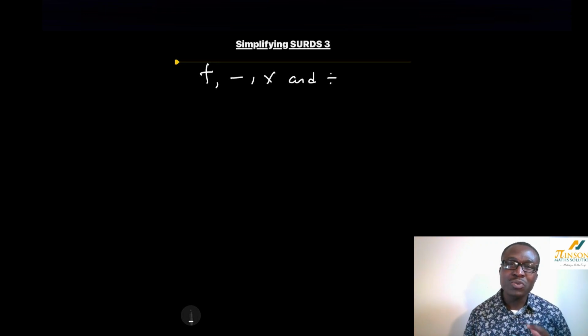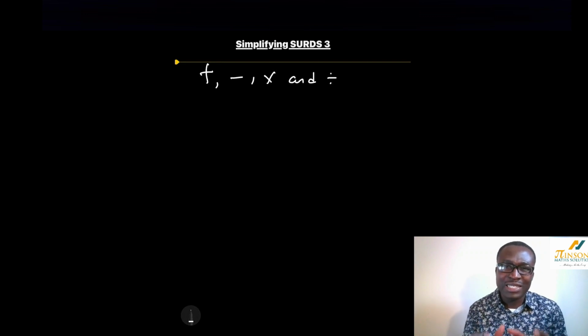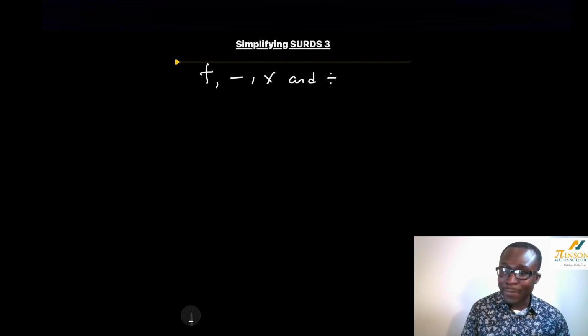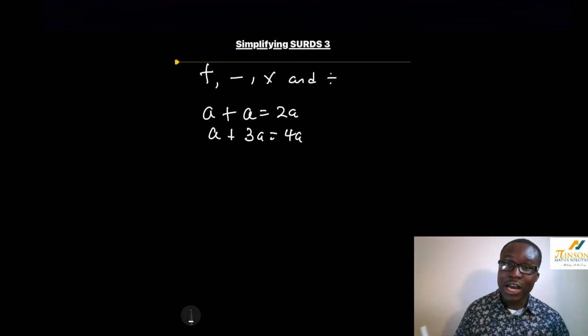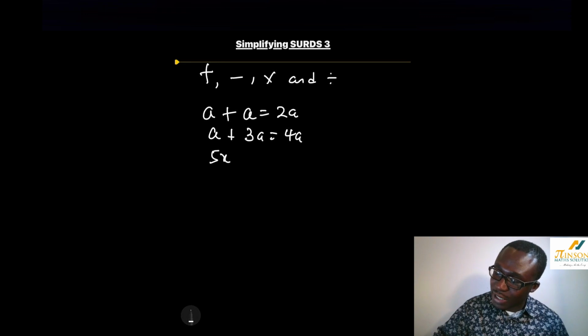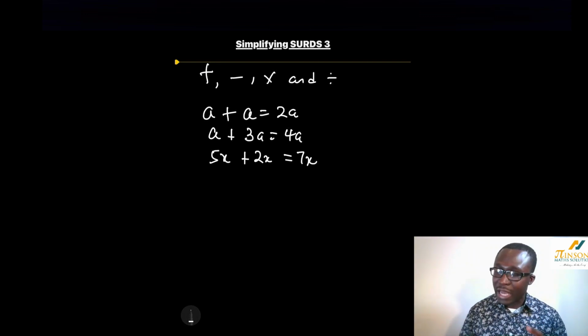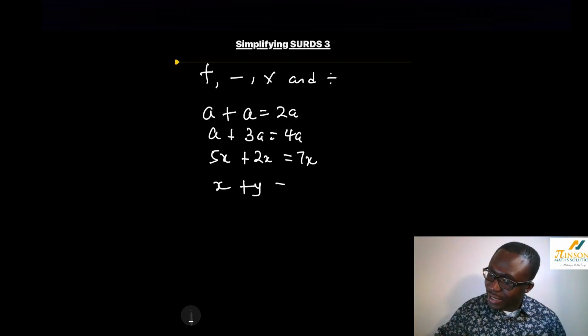Now in order to add, subtract, multiply, and divide surds, we need to understand that this particular skill works in the same way as we add, subtract, multiply, and divide algebra. For example, in algebra, I know a add a is 2a, and I know a add 3a is 4a. I also know that 5x add 2x is 7x. However, I know that x add y is just x add y.